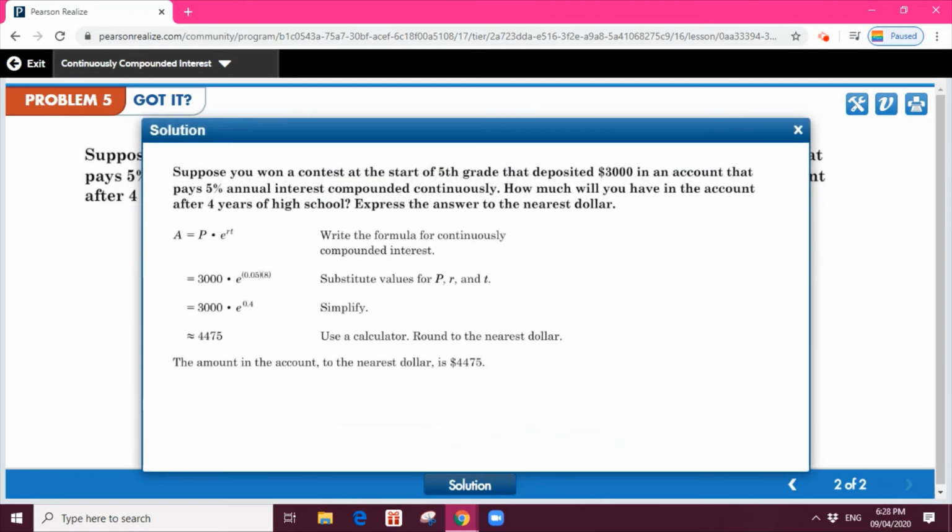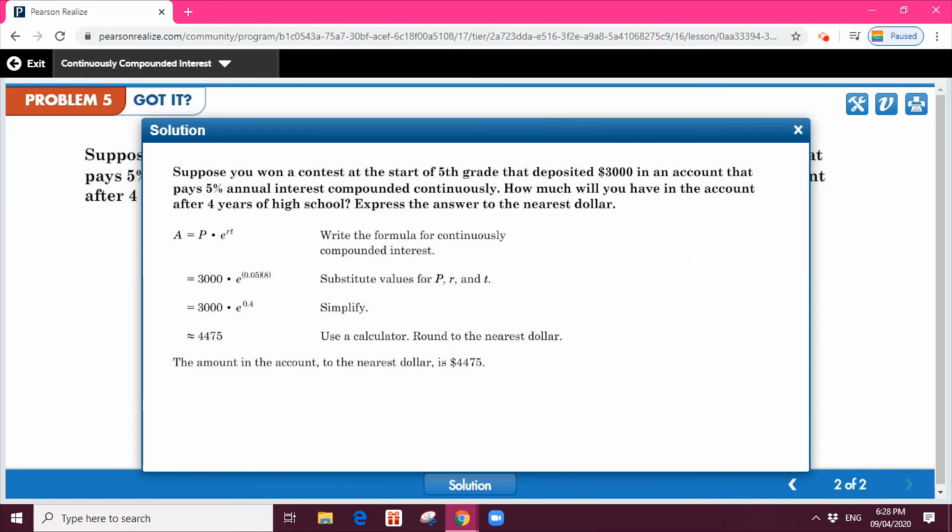First step, write the formula for continuously compounded interest. We have A equals P times e raised to R times T. Then, substitute values for P, R, and T. P stands for principal, R stands for rate, and T stands for time. So we have A equals 3,000 times e raised to the power of 0.05 times 8. A equals 3,000 times e raised to 0.4.